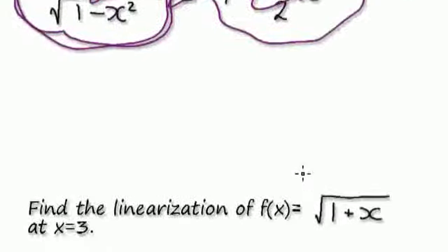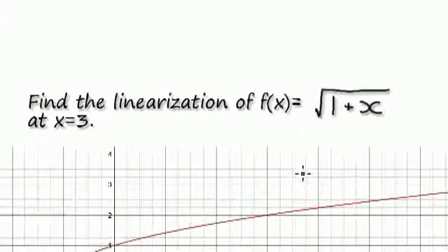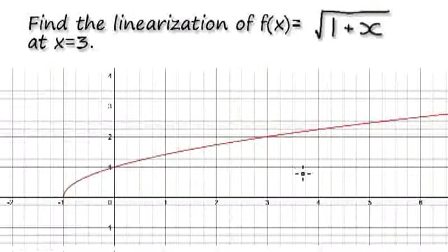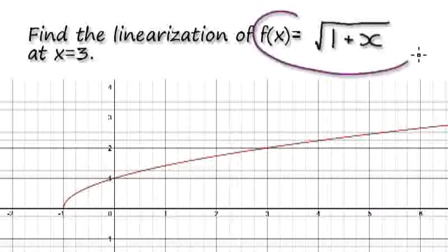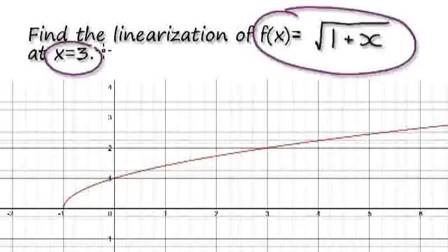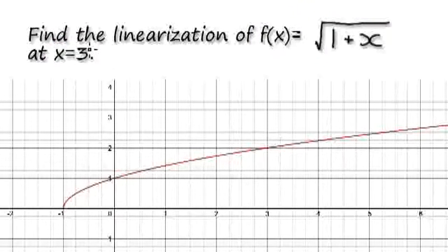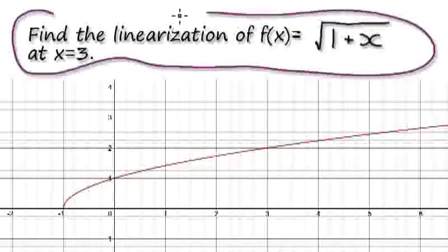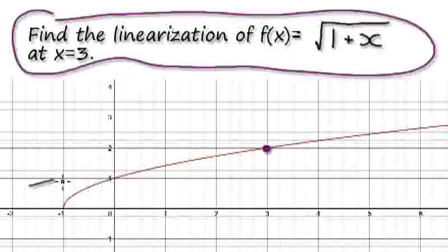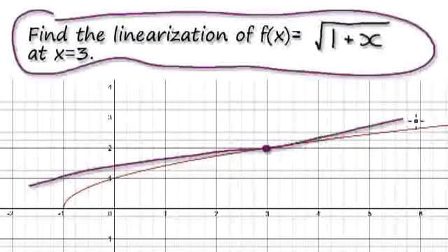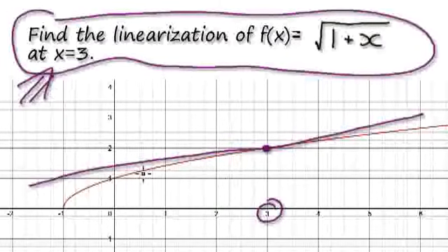Okay, but in this video, I'm going to give you an example of linearization. So here the question is saying find the linearization of this thing here at x equals 3. What that means is really you can just think of this question as asking you to find the equation of this tangent line that goes through x equals 3. That's what it's asking you.